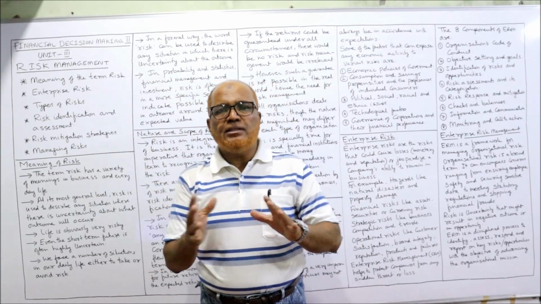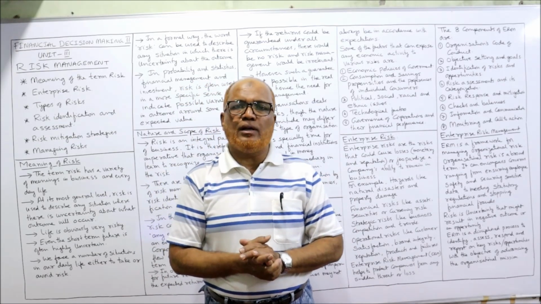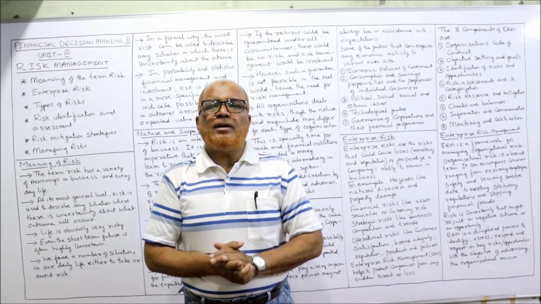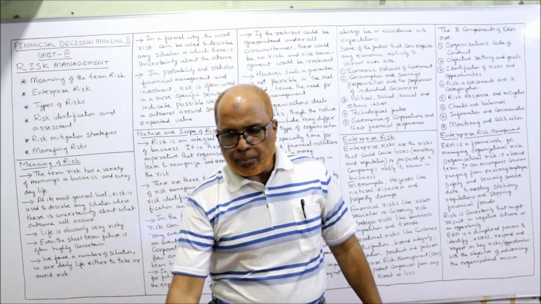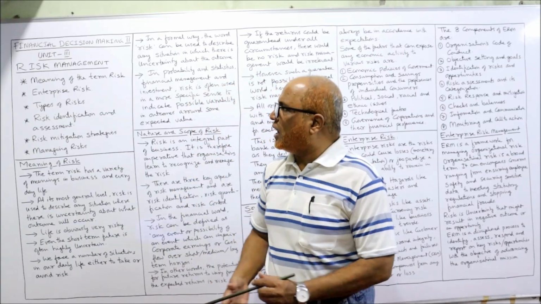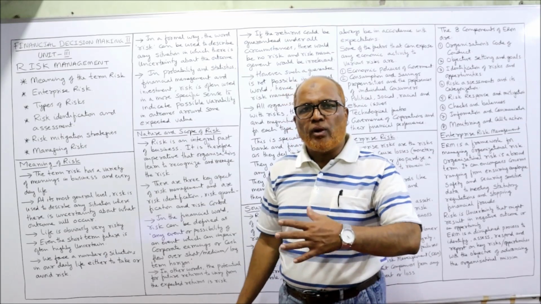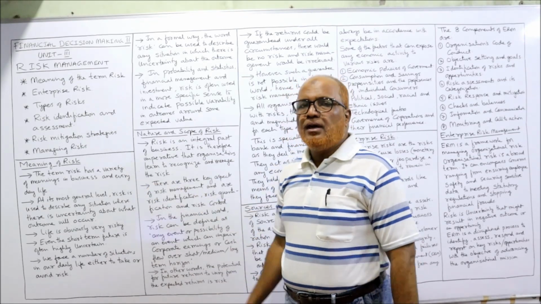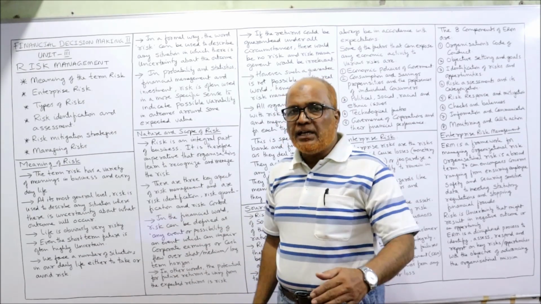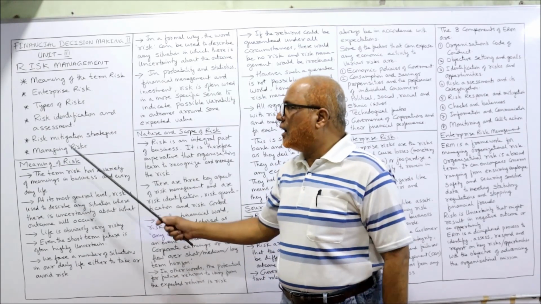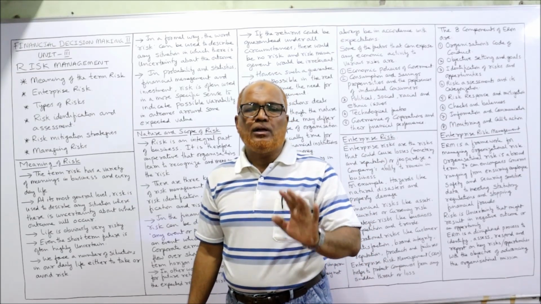Second unit is completely theoretical, that is pricing decisions. Various topics we have covered in unit number 2. Now unit number 3 is concerned with risk management. So the topics I'm going to cover in this unit are the meaning of the term risk, enterprise risk, and what are the different types of risks, risk identification and assessment, risk mitigation strategies, and managing the risk. These are the complete topics in unit number 3.